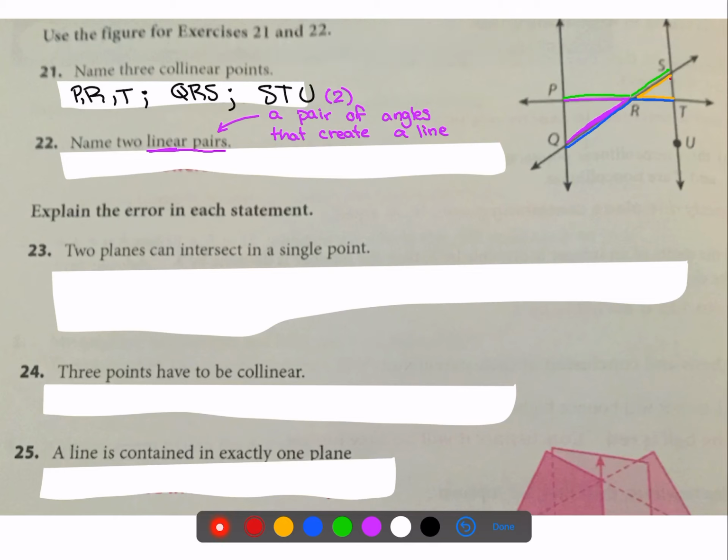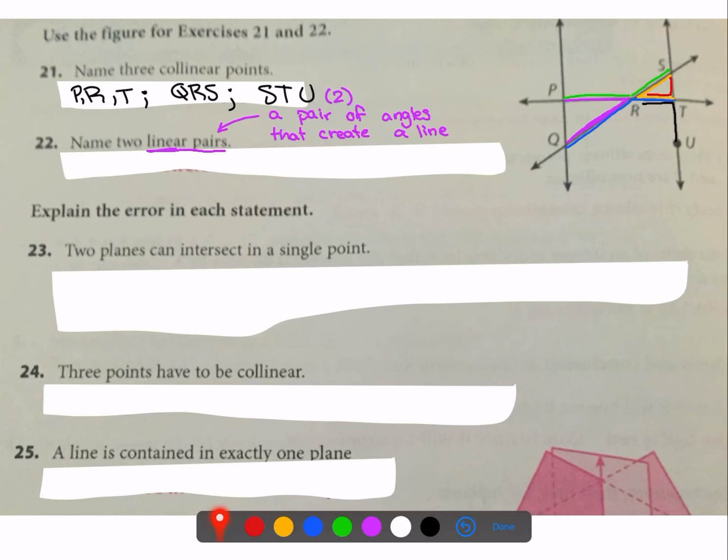In fact, I can even see it right here. Angle STR and angle UTR, those are also a linear pair. So there's quite a few linear pairs that you can choose from. It's totally up to you.